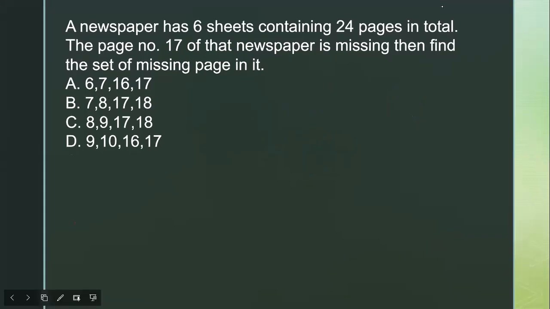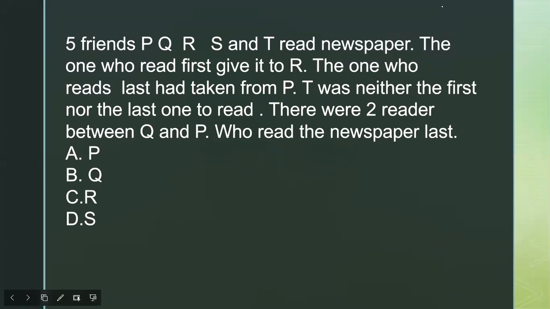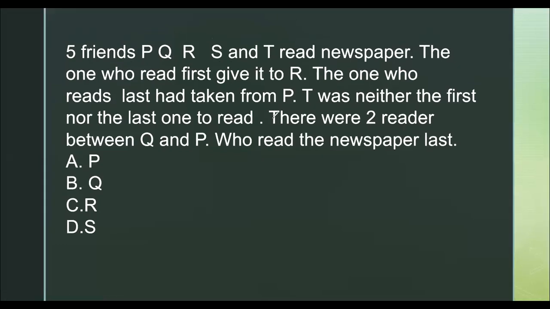In the next doubt we have, okay, this: 5 friends P, Q, R, S and T read a newspaper. The one who read first gave it to R. The one who read last had taken it from P. T was neither the first nor the last one to read. There were 2 readers between Q and P. Who read the newspaper last?